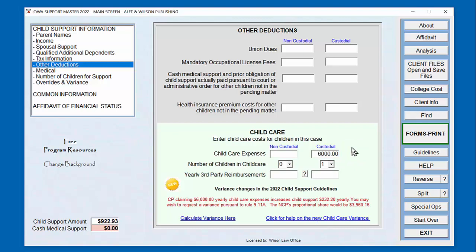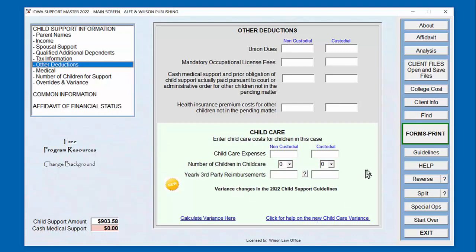You're still going to need to let the court know when that child's leaving child care. So that involves a step down. So you'll save this file and then you'll come back and you'll remove this number and then that will give you the child support. So until the child leaves child care, it's $922.93. And once the child leaves child care, it's $903 per month. And that's how you use the variance feature.